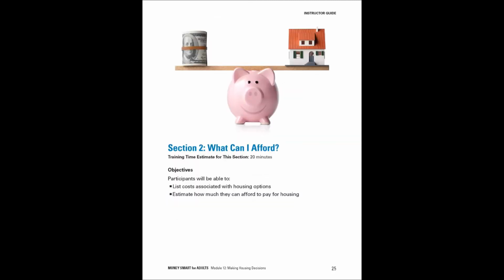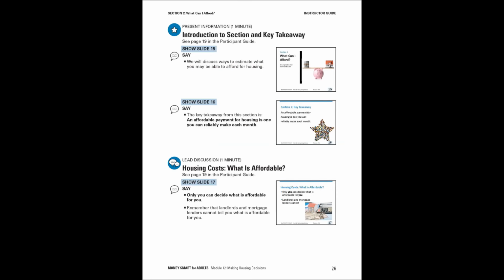Section 2, what can I afford? The objective here is to help participants to be able to list costs associated with housing options and estimate how much they can afford to pay for housing. You're going to introduce the section and, of course, the key takeaway. An affordable payment for housing is one you can reliably make each month.